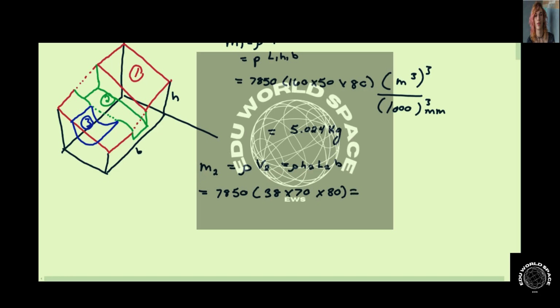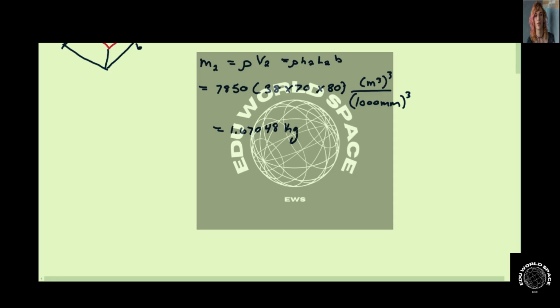Oops, I almost forgot, we have to convert it. So millimeters cubed over 1,000 meters cubed, and we get 1.670048 kilograms. Okay.